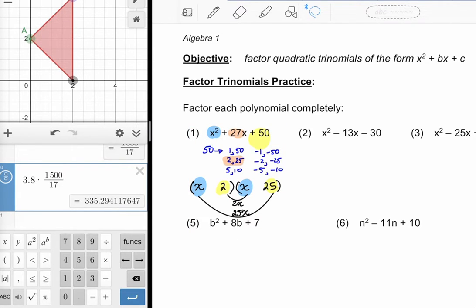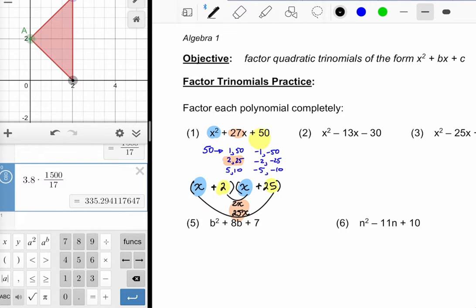Anyway, so those two entries do in fact add to the 27. So we have appropriate factors as long as these two numbers are positive. All right. So x plus 2, x plus 25.